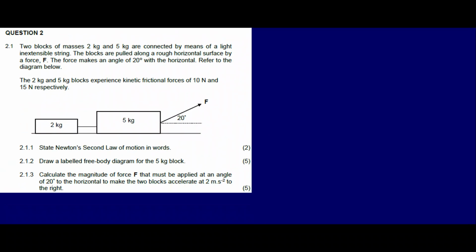So the first question here, we're having two blocks of masses 2 kg and 5 kg, connected by means of a light inextensible string. The blocks are pulled along a horizontal rough surface, right? So the surface here is rough. The fact that the surface is rough tells us that there is friction. These blocks, as they move, are experiencing a friction force.